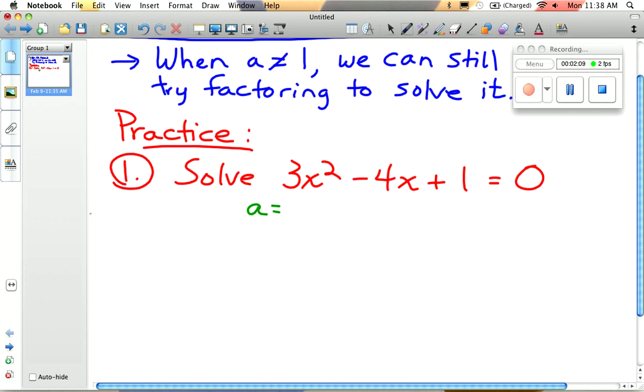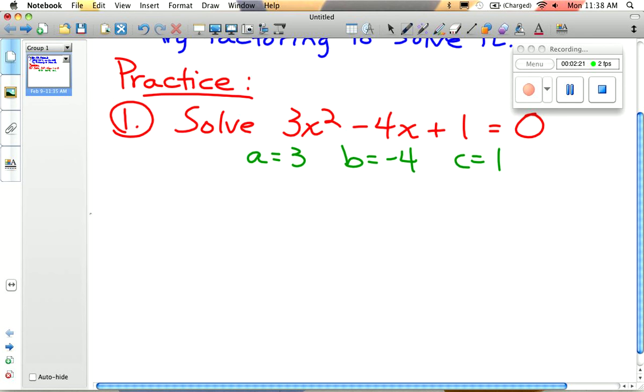What's A equal to? 3. B equals? Negative 4. And C equals? 1. Okay. And take the time to write those down because, again, there's going to be that one extra step today that you do not have to do when A is equal to 1.